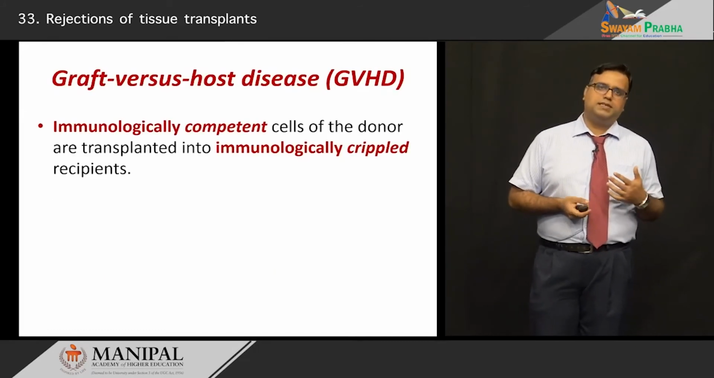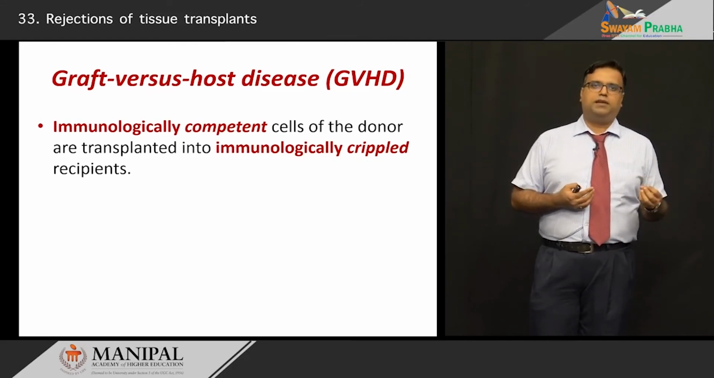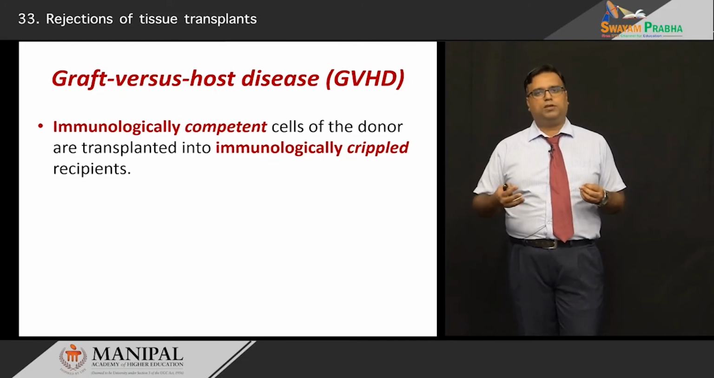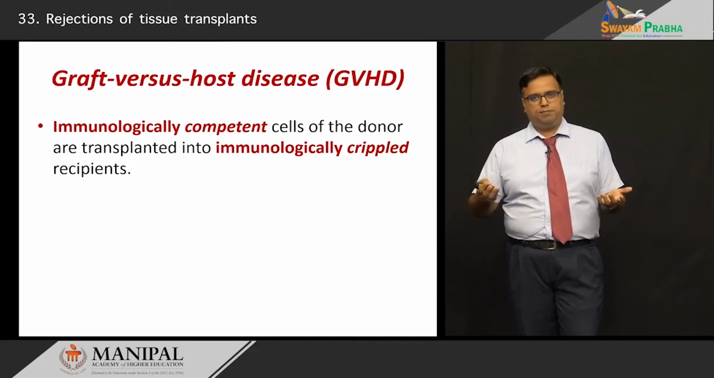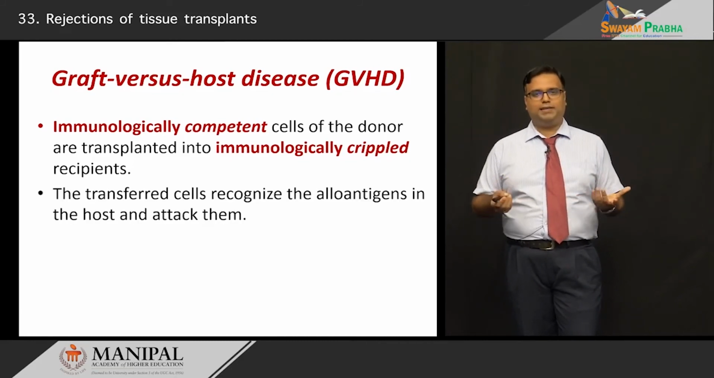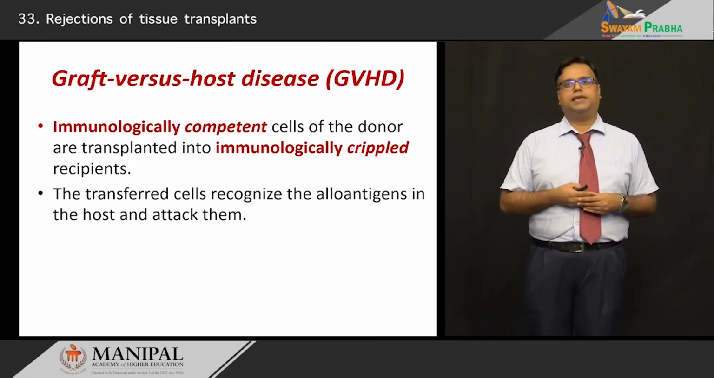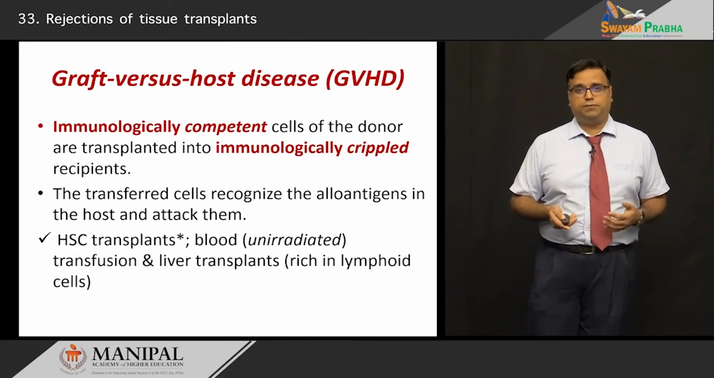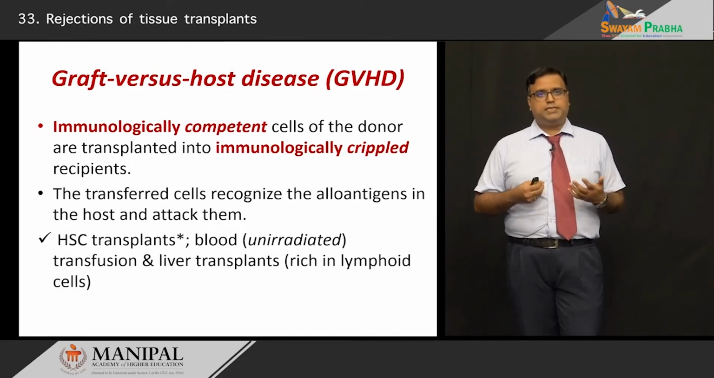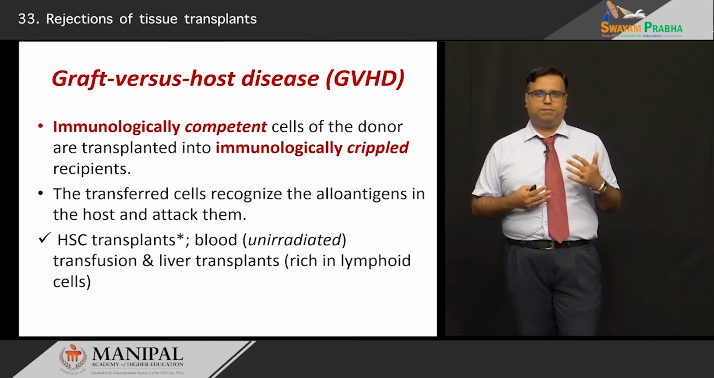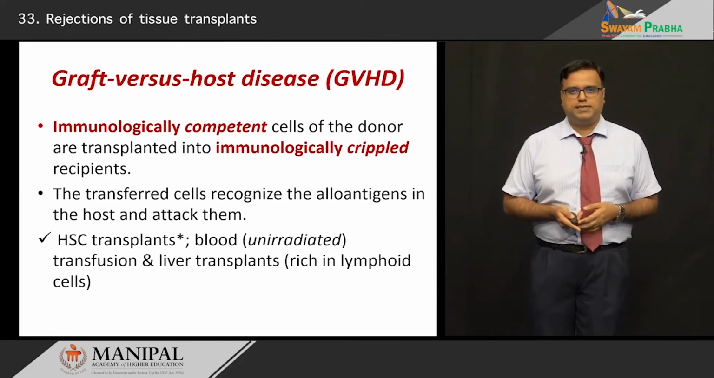Now graft versus host disease is, simply put, like I said earlier, you're transplanting immunocompetent cells of the donor into an immunodeficient, or immunologically crippled, I would say, recipient. You're deliberately crippling it and you're putting in competent cells. Now that imbalance manifests in graft versus host disease. The transferred donor cells recognize the allo antigens on the host and begin to attack them right away. Here, in the case of hematopoietic stem cell transplants, they can be caused by unirradiated blood transfusions or liver transplants, which are very rich in lymphoid tissue. These are the hotbed issues where you can get a possibility of graft versus host disease.